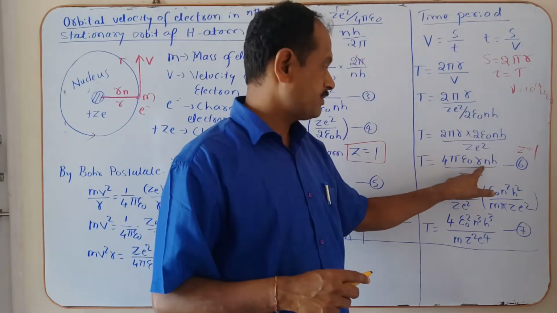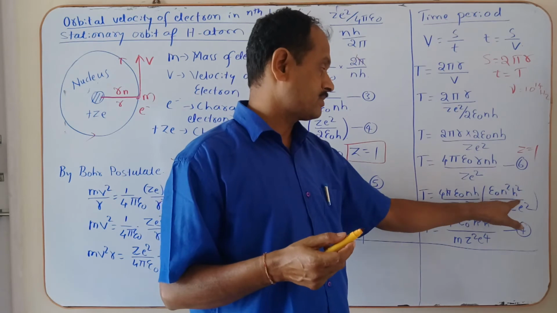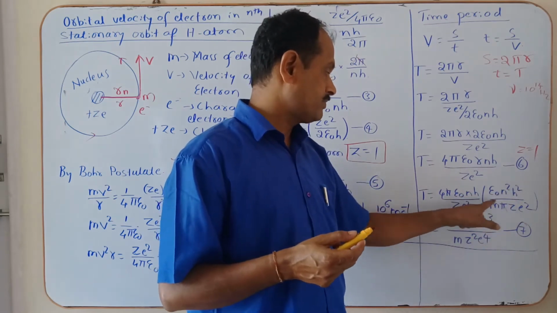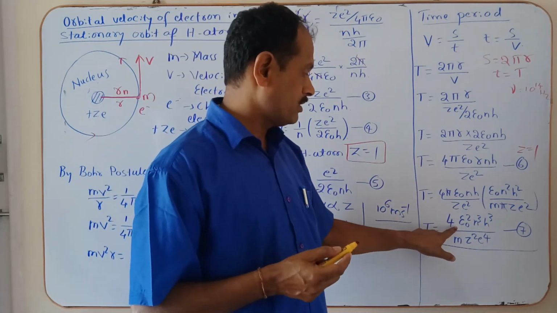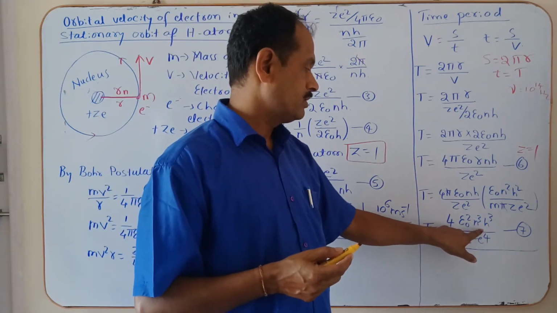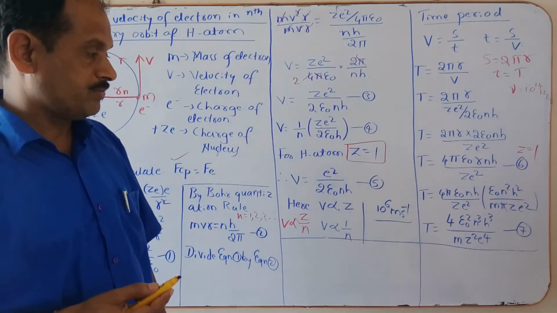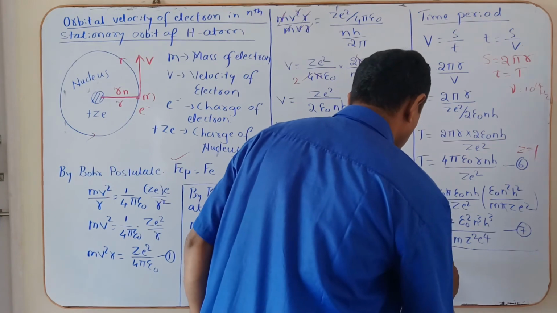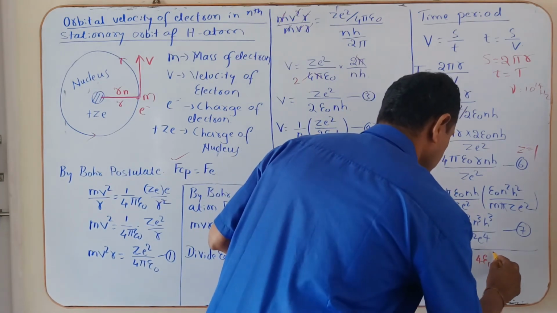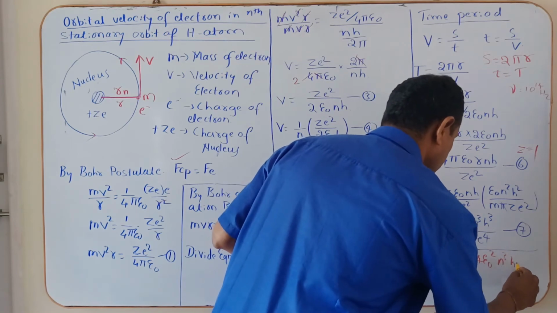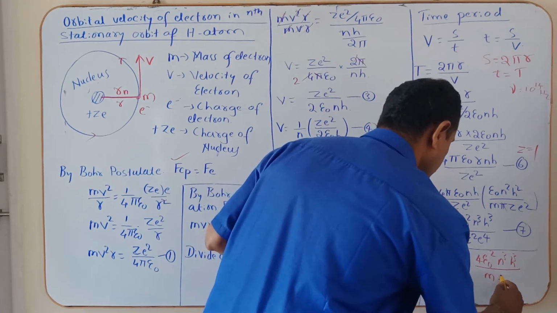Then substitute r. Yesterday in class I told you the derivation: r is epsilon naught n squared h squared divided by pi m Z squared. You substitute this one, pi gets cancelled. You got the equation: time period is equal to 4 epsilon naught squared n cube h cube divided by m Z squared e raised to 4. Again, if I write Z is equal to 1, time period is equal to 4 epsilon naught squared n cube h cube divided by m e raised to 4.